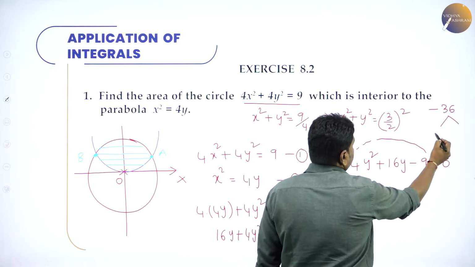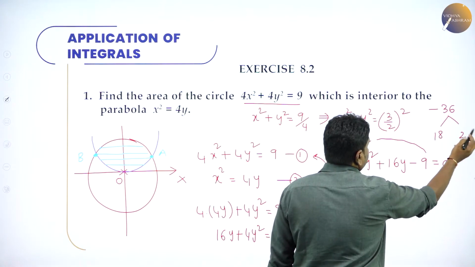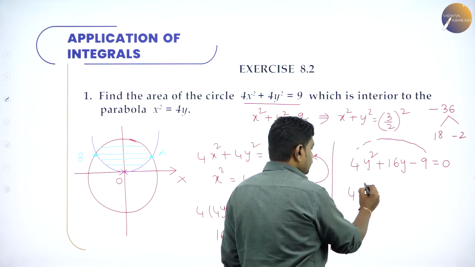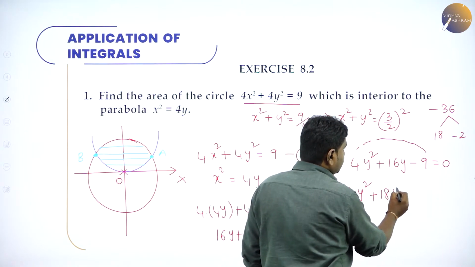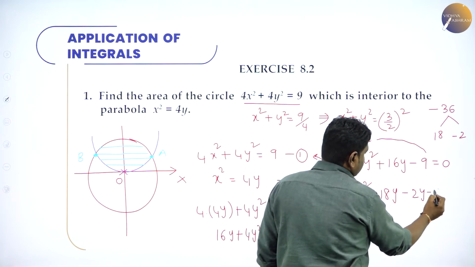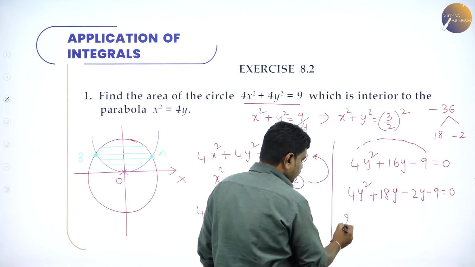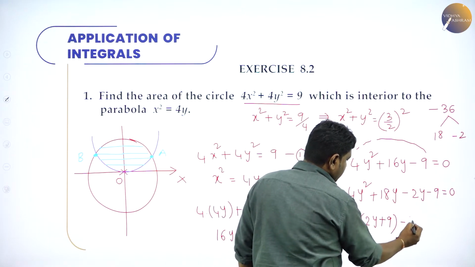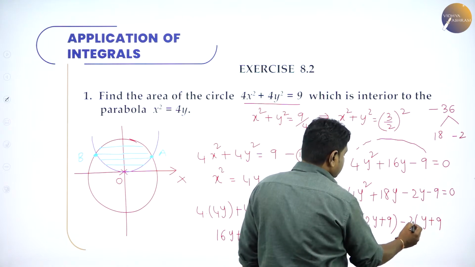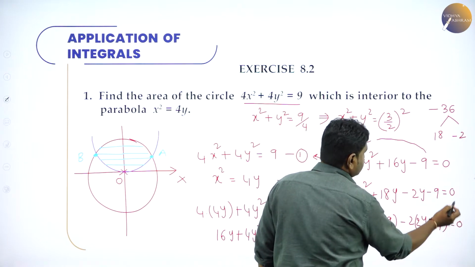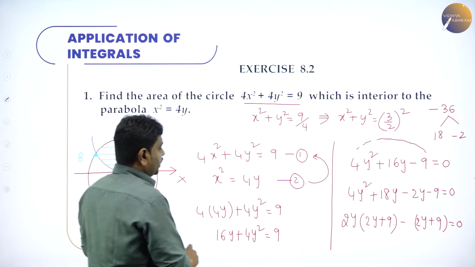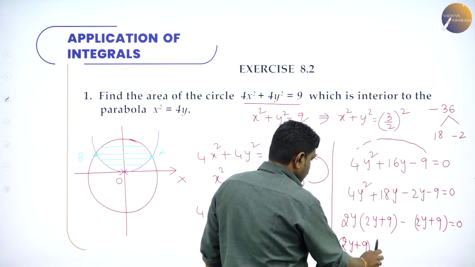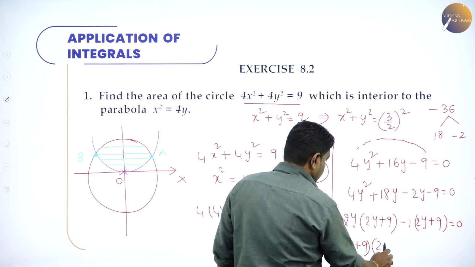So factorize it. I can take 18 and minus 2, and I need plus 16. So 18 into minus 2. Can I write 4y square plus 18y minus 2y minus 9? Further, take 2y common: 2y plus 9, and minus 2 if I take common, it will become y minus... 2y plus 9 is equal to 0. After factorization, we will get 2y plus 9 common, and 2y minus 1.